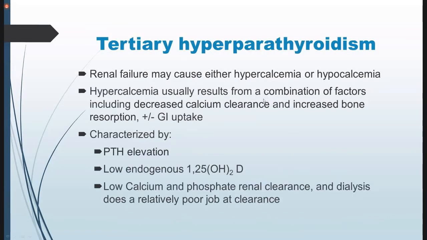Coming to tertiary hyperparathyroidism, renal failure is the main cause of hypocalcemia. And when it is called hypercalcemia, it is because of tertiary hyperparathyroidism, and there is a combination of factors working behind it. There is decreased calcium clearance and increased bone resorption, as well as increased GI uptake. So it is characterized by high PTH levels, low vitamin D, 1,25 hydroxy vitamin D, which is a special form of vitamin D not checked in all laboratories, low calcium and phosphate renal clearance, and dialysis does a relatively poor job at clearance as well. So this is all about hyperparathyroidism.